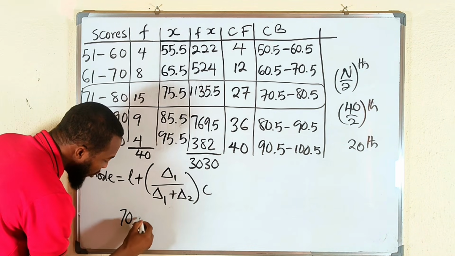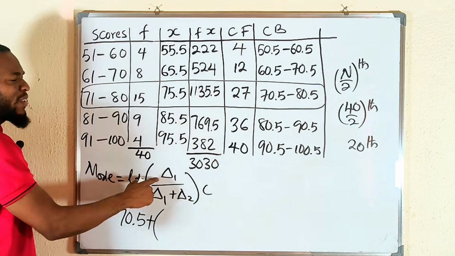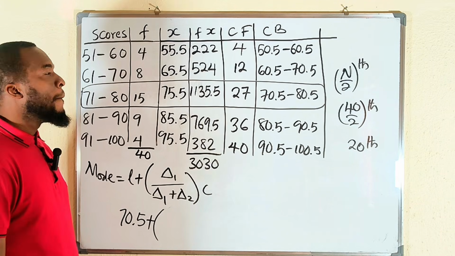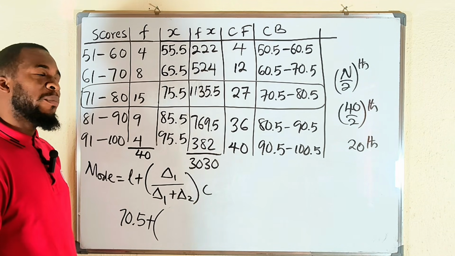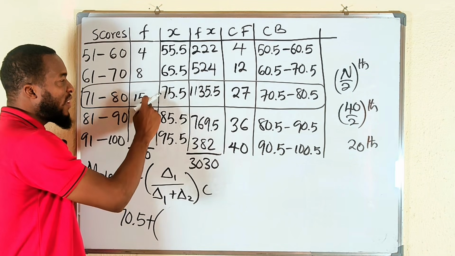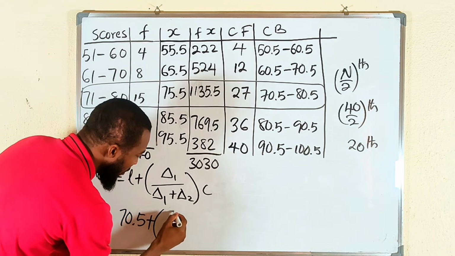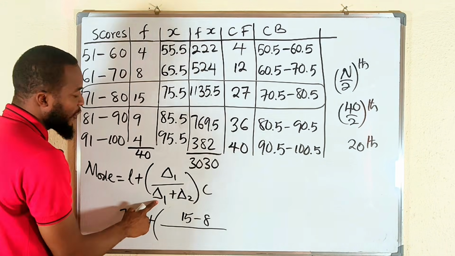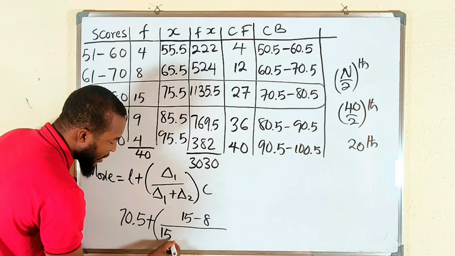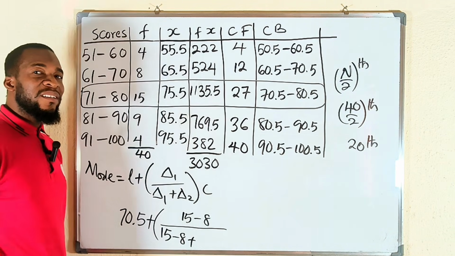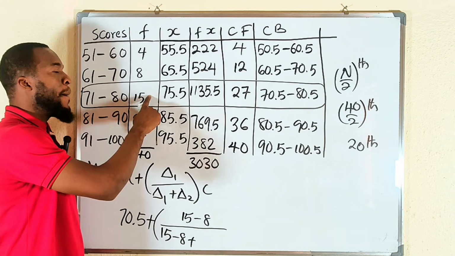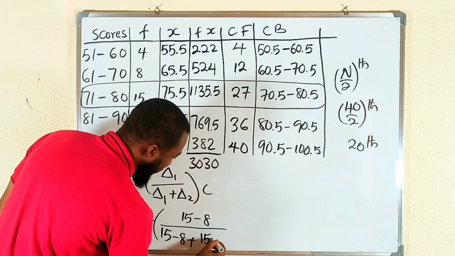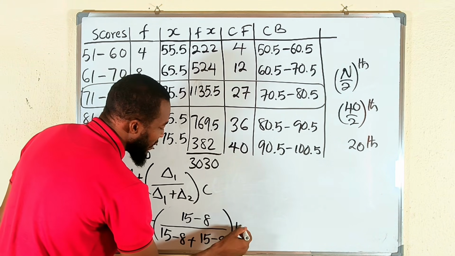So this is 70.5 plus, what is delta 1? Delta 1 is the frequency of the modal class minus the frequency before the modal class, which is 15 minus 8. 15 minus 8 divided by, this one is already the same thing as this one, so you have 15 minus 8 plus delta 2, which is the frequency of the modal class minus the frequency after the modal class. That is 15 minus 9. Class size, we have already seen it is 10.